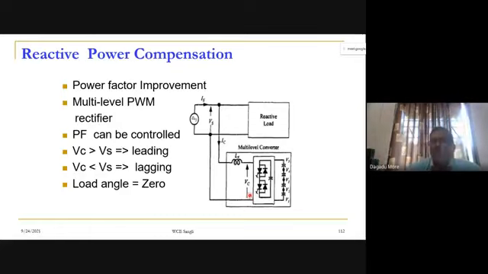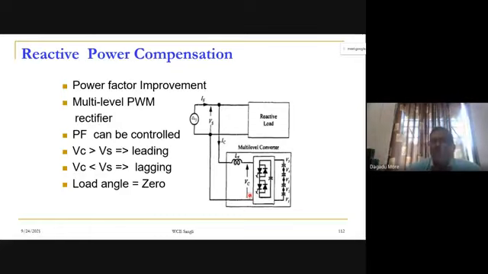So we can call this reactive power compensation. And what name can we give it in the case of a power system? When we use a multi-level voltage source converter for reactive power compensation in a power system, we can call it a STATCOM. Is it okay? Any questions on this?